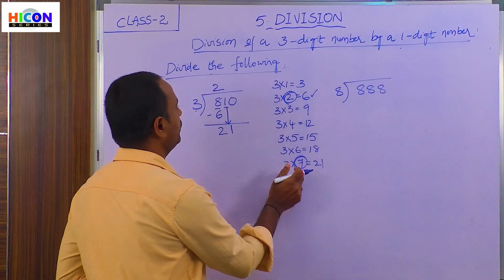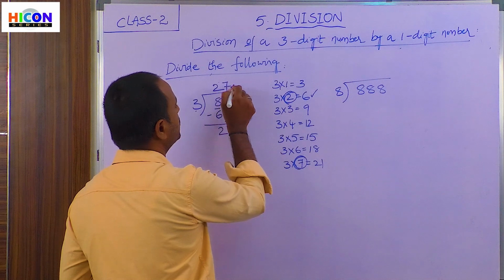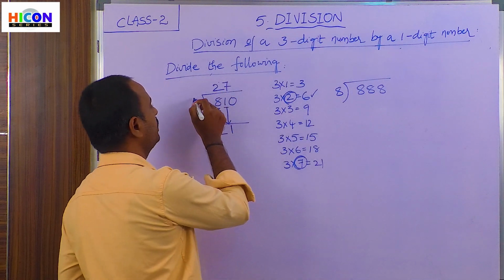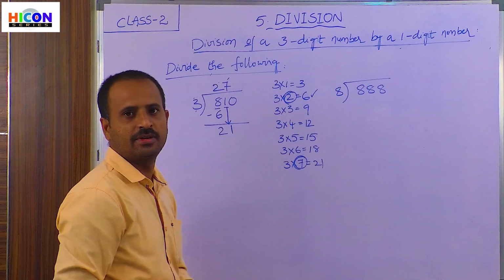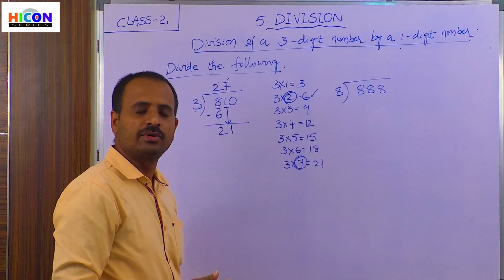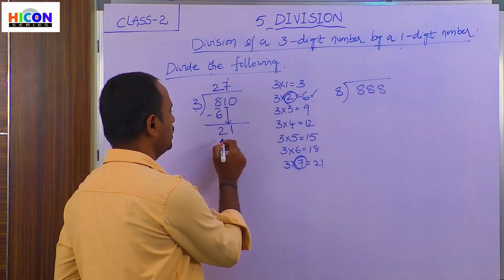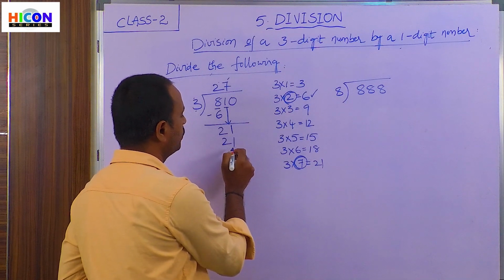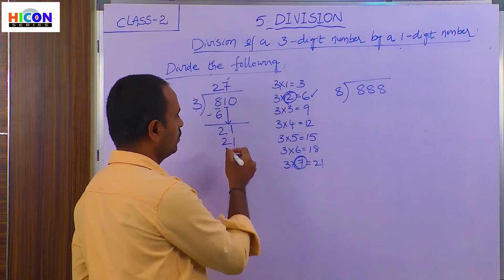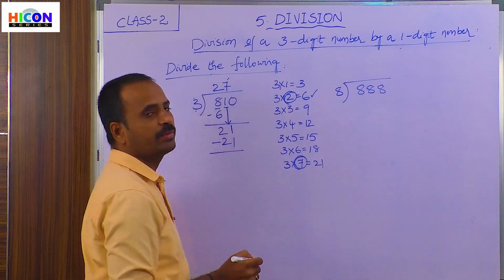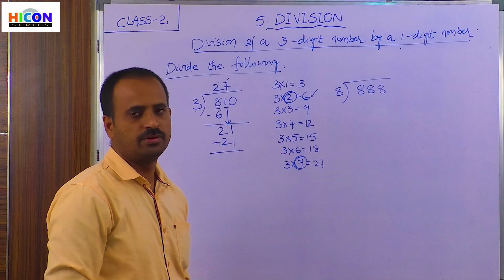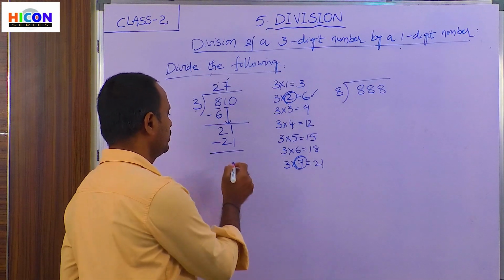So write this 7 in the quotient beside 2 and again multiply the divisor and this number, that is 3 into 7. 3 7s are 21. And now subtract 21 and 21. 21 minus 21 is 0.